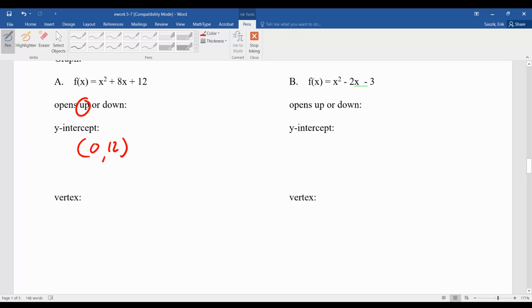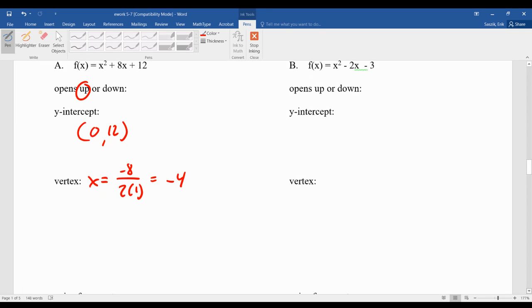So let's take a look here. Define the vertex. Remember, that is opposite b over 2a for the x. So the opposite of b would be -8 over 2 times 1, and that'll come out to -4. Okay. Now, that is just the x value of the vertex.